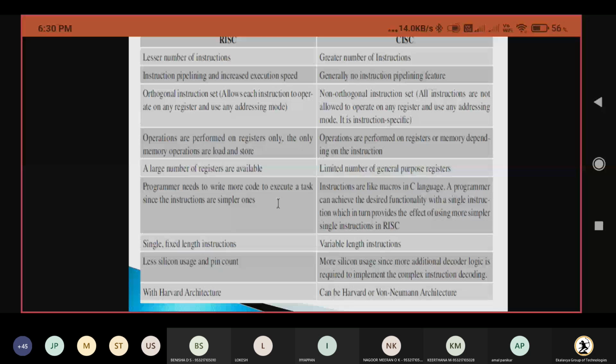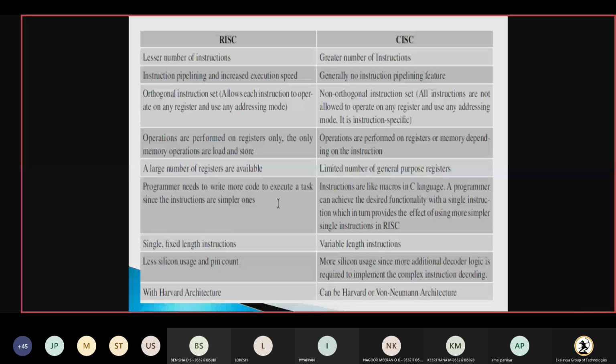So the number of instructions in a particular system is going to be very less. That's going to be called as a reduced instruction set. Whereas in the complex instruction set computer, we're going to be having a more number of instructions. Next, the RISC will support pipelining. We will see what is meant by pipelining, all those things. Whereas CISC doesn't support the pipelining feature.